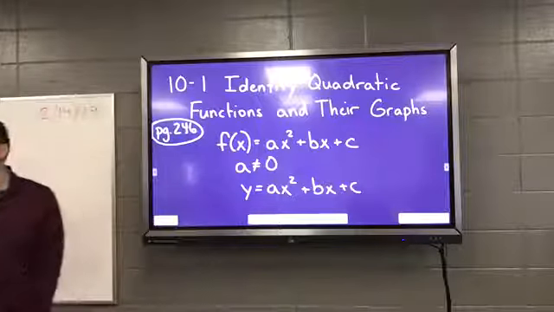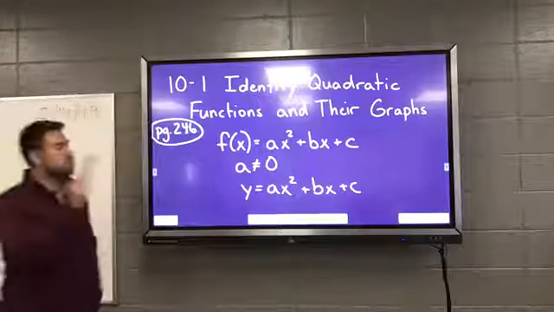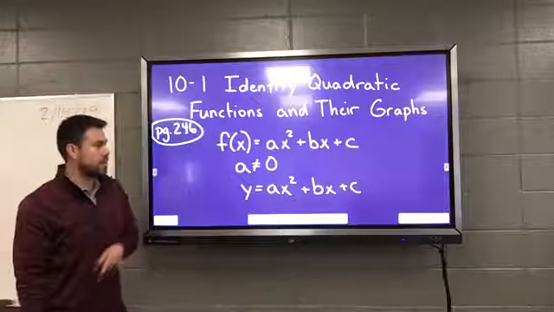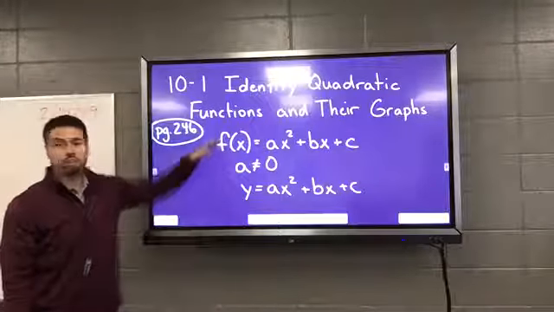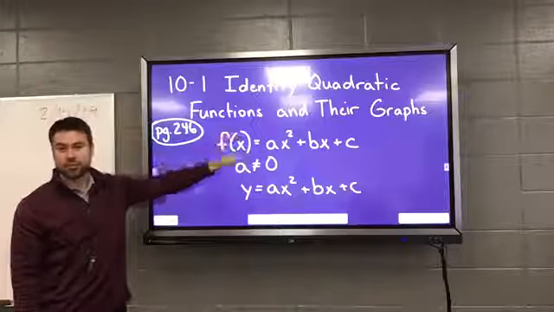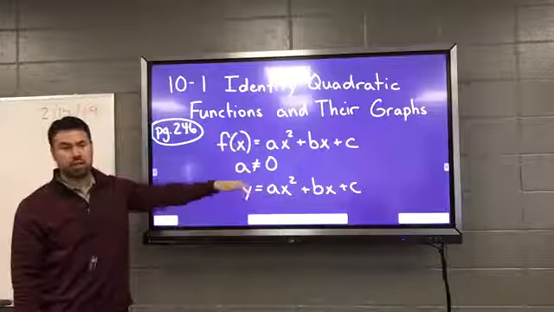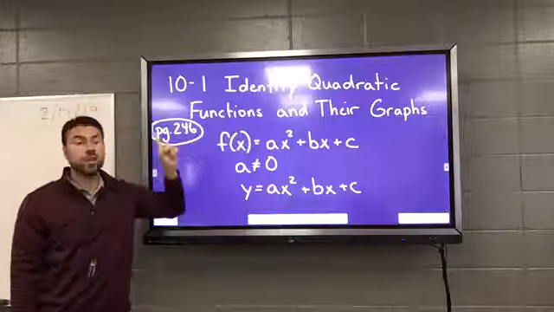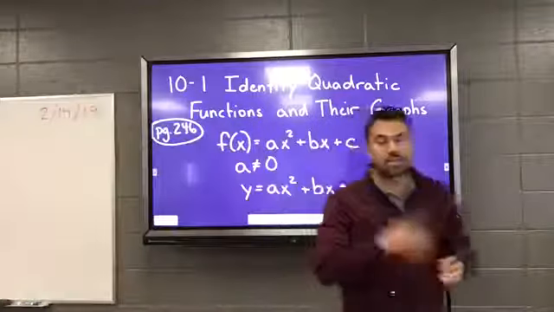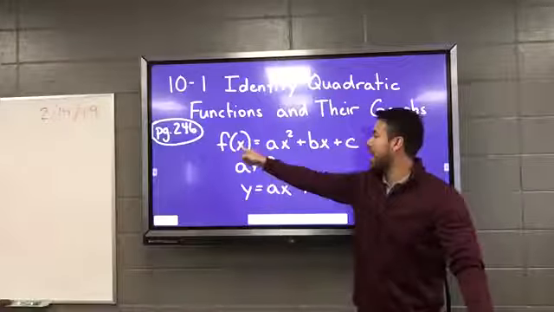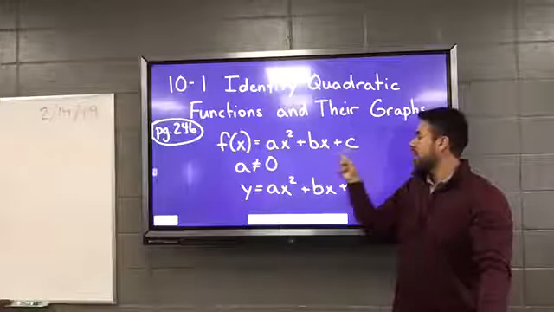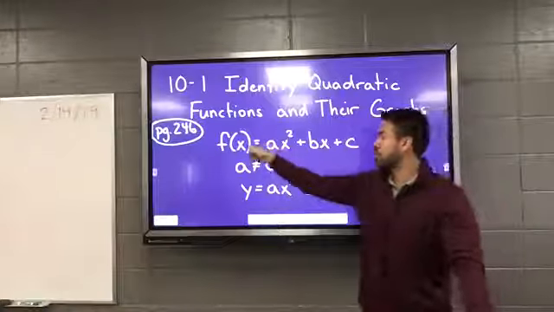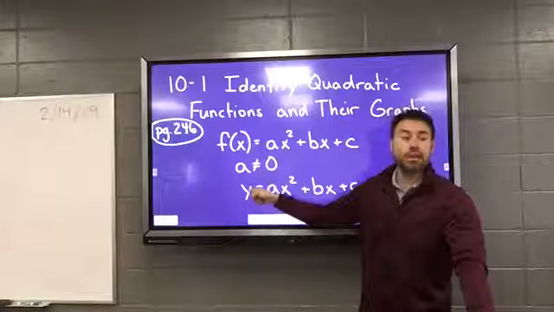Okay, now listen carefully. I've said it before, but I really want to drill it because geometry talks a lot about it. Let's look at both of these. What's the only difference between these two equations? F of x and y. That's the only difference. They're both the same thing. So, this is what you need to get in your mind. This is logic. If f of x equals this, and y equals the same thing, what do you know about these two right here? They are equal to one another.